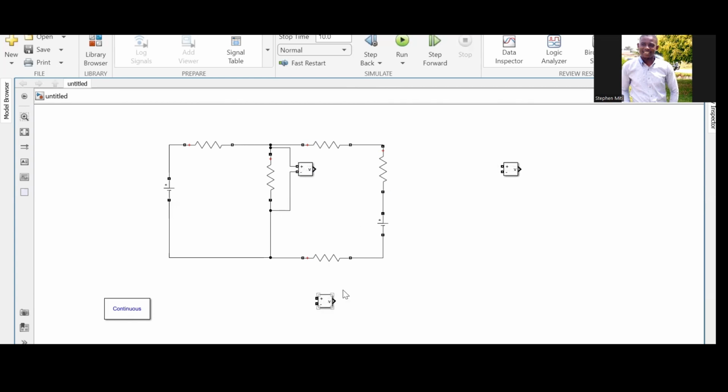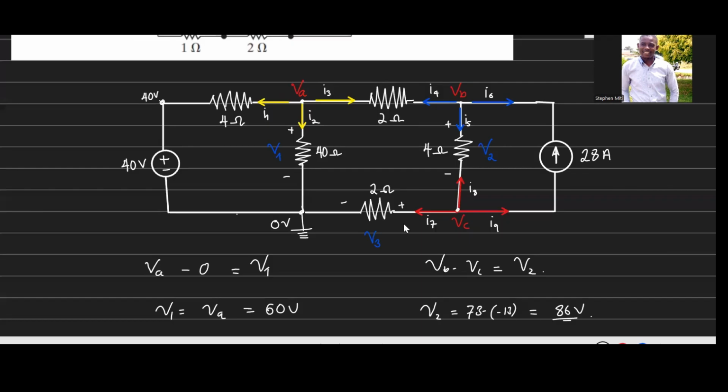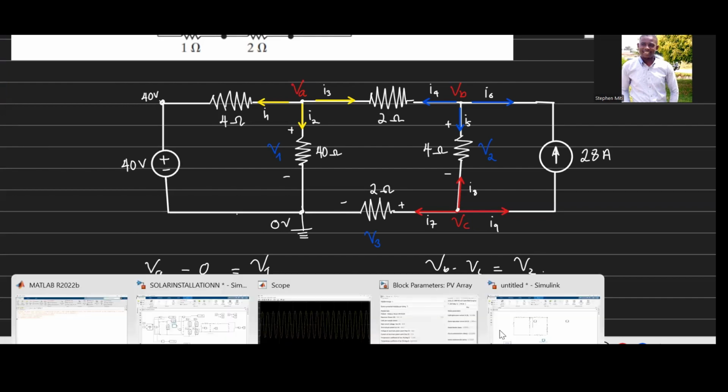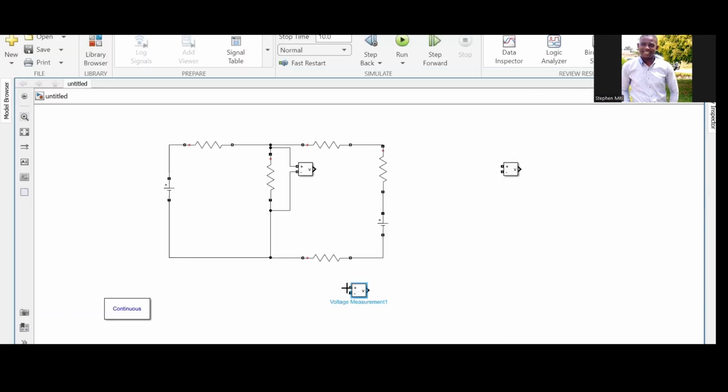And even for this resistor, remember, the positive sign was to the right, or the negative sign was to the left. So I need to make sure that you connect it that way. So this is the positive sign, and this is the negative sign.